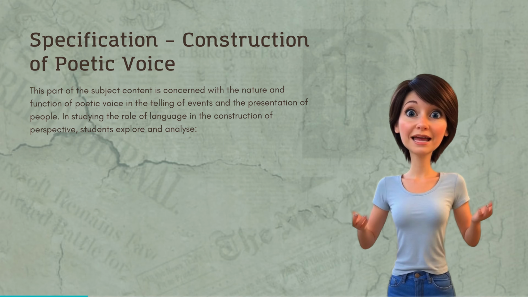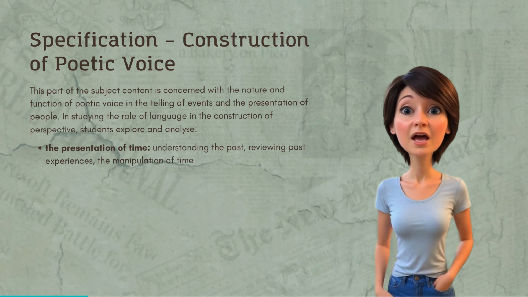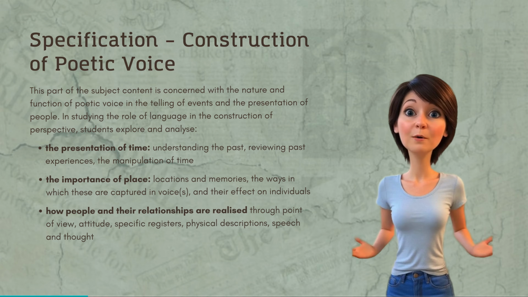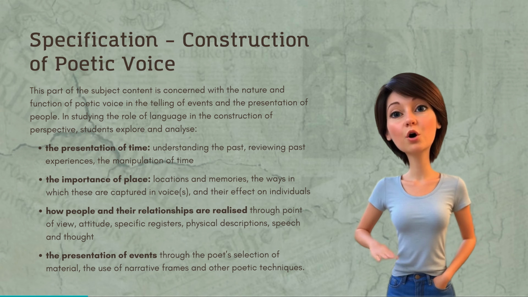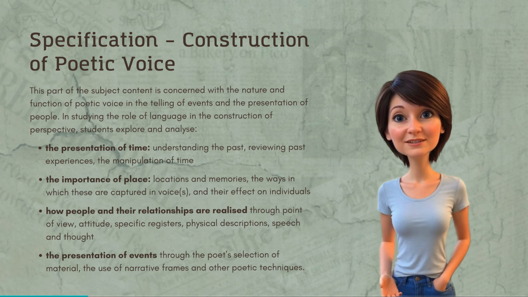So, in studying the role of language in the construction of perspective, you will need to look at four things: the presentation of time, the importance of place, how people and their relationships are realised, and the presentation of events. Probably the most important elements here are people and relationships and the presentation of events, although arguably the location of the portrait is also of consequence. How much focus you place on each will depend on the question and which poem you choose for comparison.